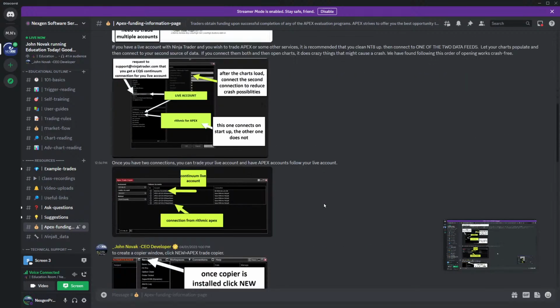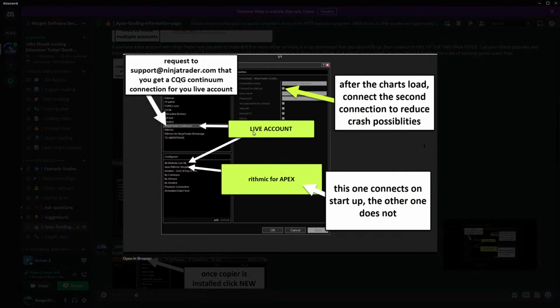I did add in some information about connecting to both live accounts and the Rhythmic for Apex accounts on here. If you want to trade your own money live and Apex's money, you have to get a second connection from NinjaTrader.